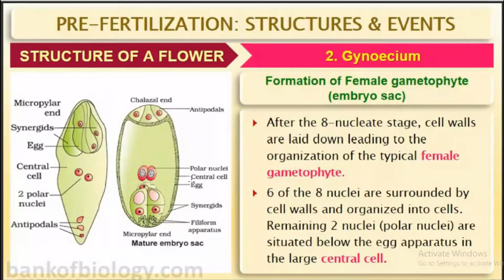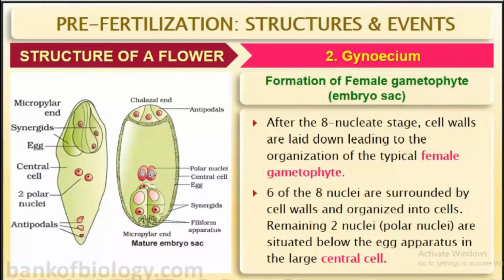After the 8 nucleate stage, cell walls are laid down, leading to the organization of the typical female gametophyte. Yes, after the 8 nucleate stage is formed, the cell walls are laid down, and this picture is the typical female gametophyte. Here 2 nuclei, here 3, and here also 3. So how many nuclei are there? 3 plus 3, 6. 6 plus 2, 8.